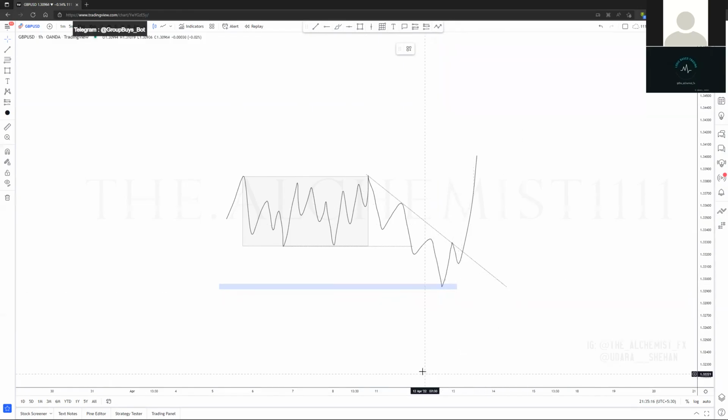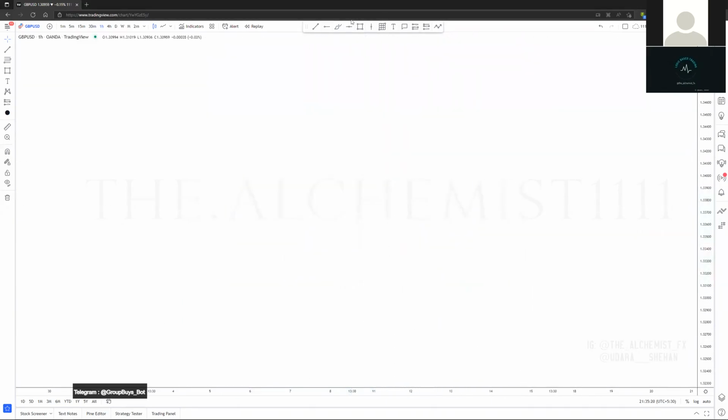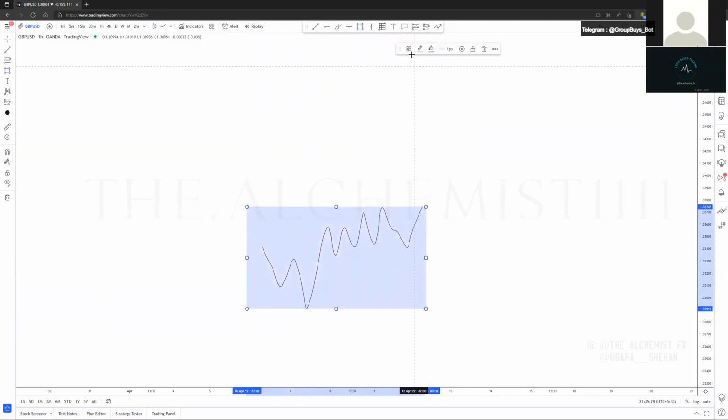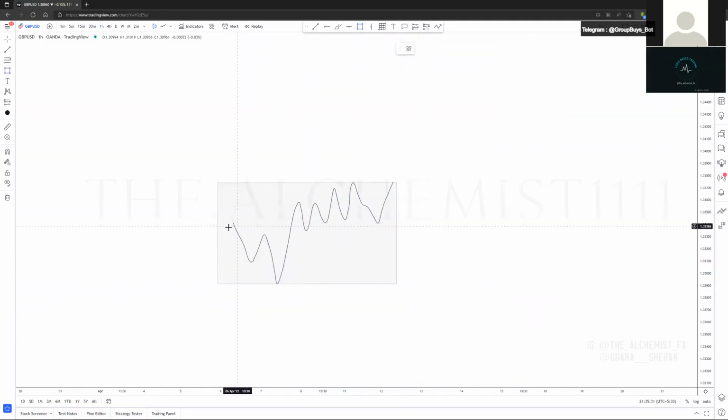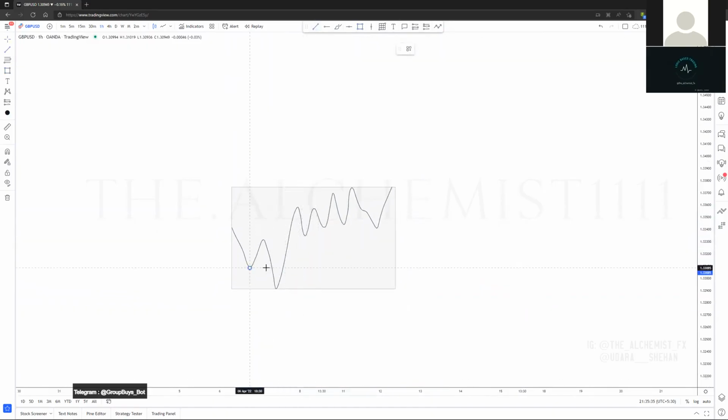And then the other one. What if Asia does something like this? Let me mark it out. Let's say this right here is Asia. Asia now does a strong low. See that? A stop hunt and a breakout of structure.